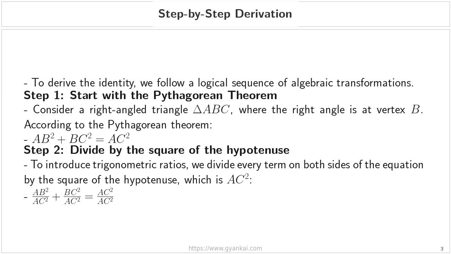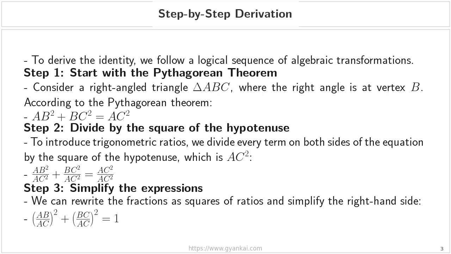Next, in step 2, we need a way to introduce those trigonometric ratios we mentioned earlier. To do this, we are going to divide every single term on both sides of our equation by the square of the hypotenuse, which is AC squared. When we perform this division, we get AB squared over AC squared plus BC squared over AC squared, which equals AC squared over AC squared.